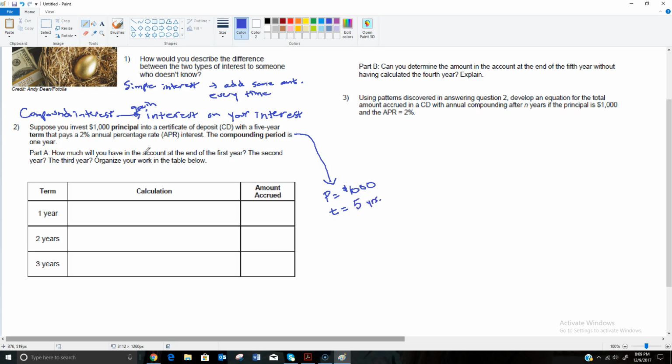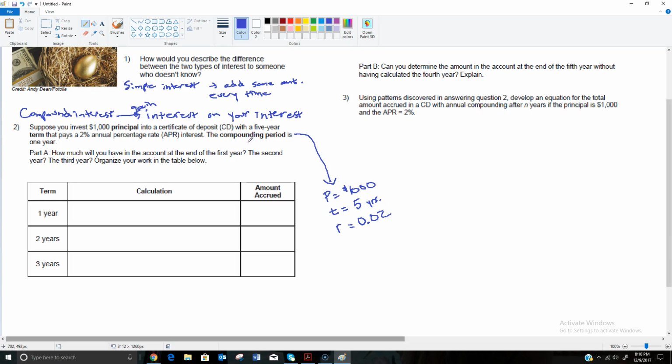5 years. Then it says it pays a 2% annual percentage rate, APR, how much you earn each year, annual percentage rate. So the rate, we usually call this R. We don't want to put 2%. We want to put that as a decimal so that we can work with it. So 0.02. And then the compounding period is 1 year. That means it gains interest at the end of every year.